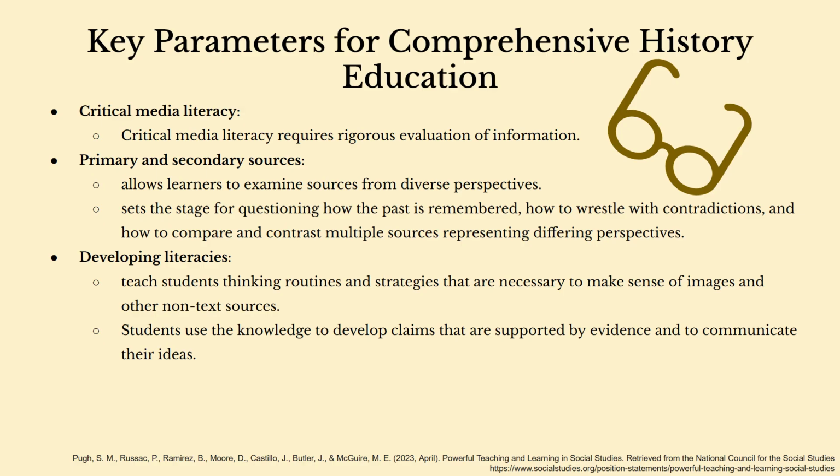The second key parameter, the usage of primary and secondary sources, creates powerful social studies lessons. These sources are used to develop disciplinary literacy skills and encourage students to think critically about significant events, both past and present. They allow learners to examine sources from diverse perspectives, including those from historically marginalized and minoritized communities. Primary and secondary sources also set the stage for questioning how the past is remembered, how to wrestle with contradictions, and how to compare and contrast multiple sources representing differing points of view.